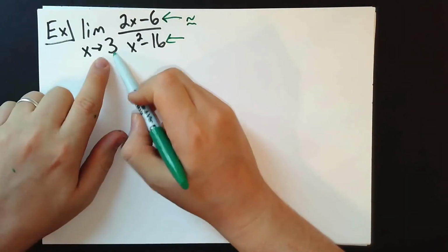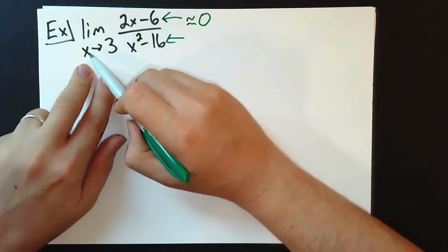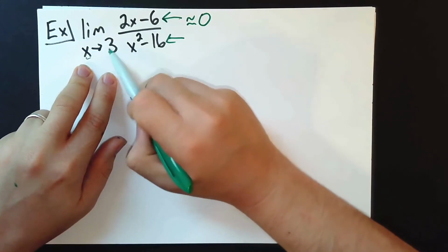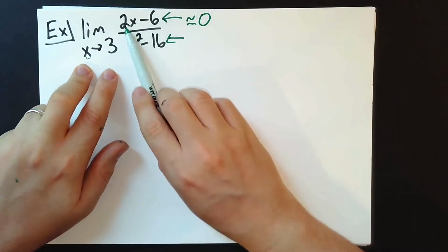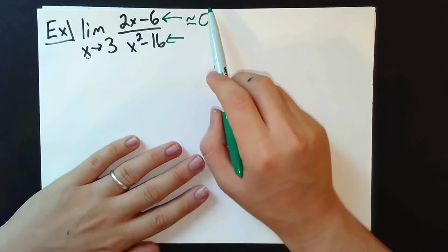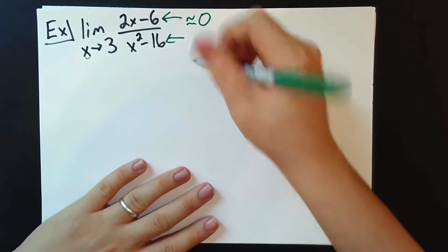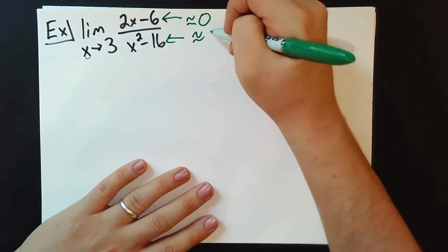The numerator here is going to end up close to 0. Again, the key thing here is if x is a little bigger or a little less than 3, this is going to end up being a little bigger than 0 or a little less than 0, but it's still going to be close to 0. And this denominator here is going to end up being close to minus 7.